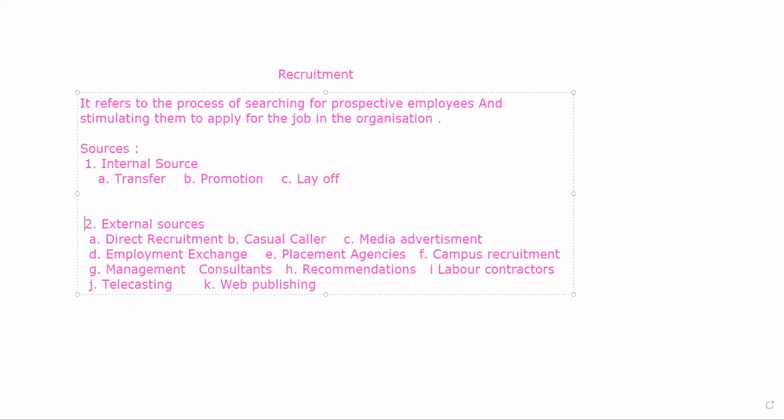Promotion. Promotion means suppose there are three levels, A, B, C. There is a person who is working at level C.